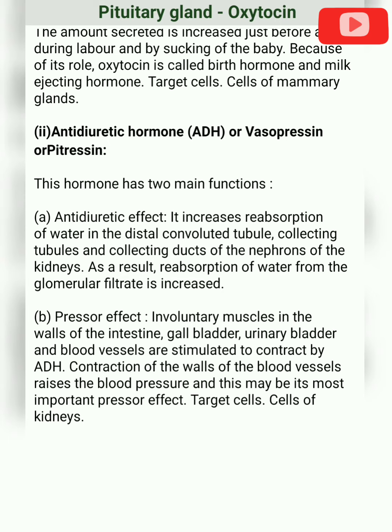Pressor effect: involuntary muscles in the walls of the intestine, gall bladder, urinary bladder and blood vessels are stimulated to contract by ADH. Contraction of the walls of the blood vessels raises the blood pressure, and this may be its most important pressor effect. Target cells: cells of kidneys.